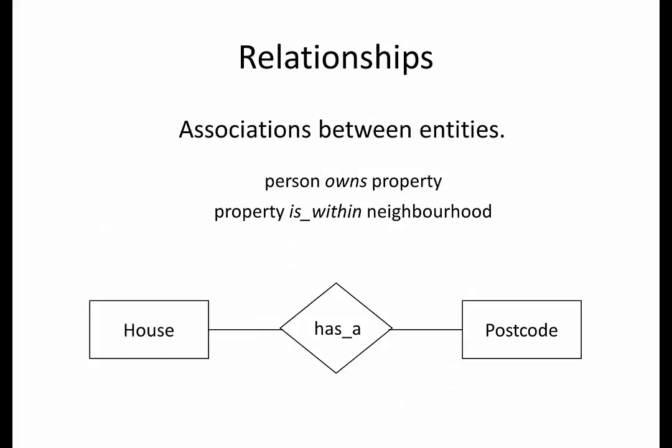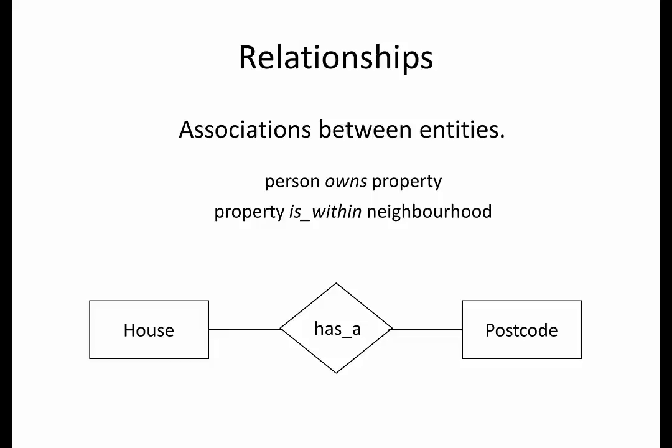Relationships. So that is entities and their attributes. It's as simple as that. Relationships are associations between entities. Important, it's between entities, it's not between attributes. So here's a really simple one. A person owns a property. One entity person, one entity property. Person owns the property, that's the relationship.